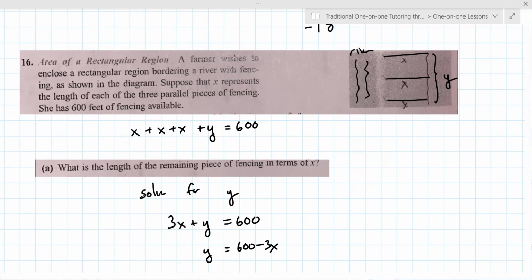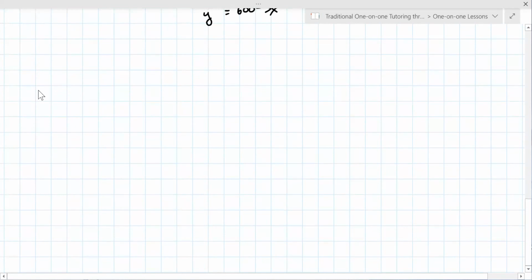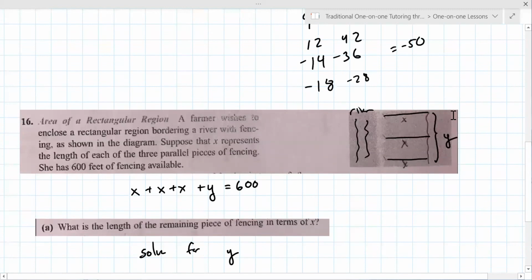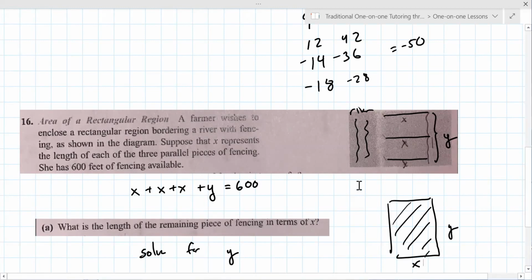All right, and then question B, determine a function. I think your brother had one of these problems, where they really work you all the way through. So the area is x times y. Now, how did I come up with that? This thing is a rectangle up here. I know it's got those 3 horizontal pieces, but it's still x times y to get the whole area.